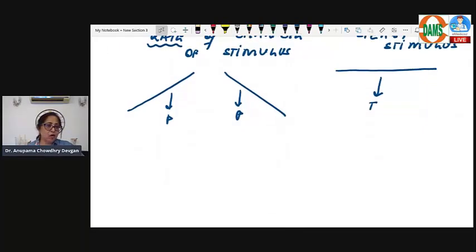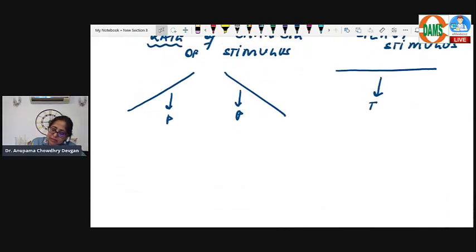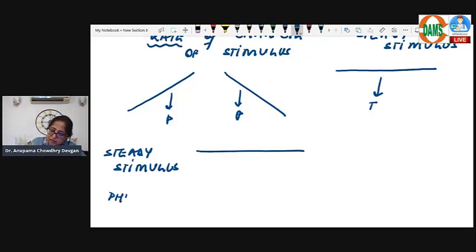Let me try and explain this to you in a very simple way. Supposing I give a steady stimulus. A steady stimulus means the stimulus strength is constant over a period of time. Now, what is going to be the response of a phasic receptor? Initially it shows an action potential, but because it is rapidly adapting, it stops responding. No action potentials in the phasic receptor.